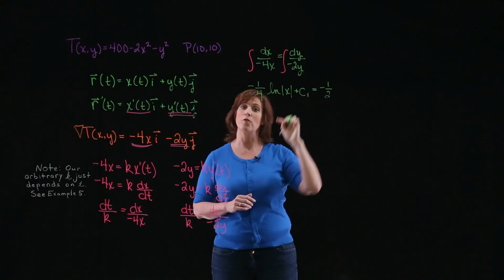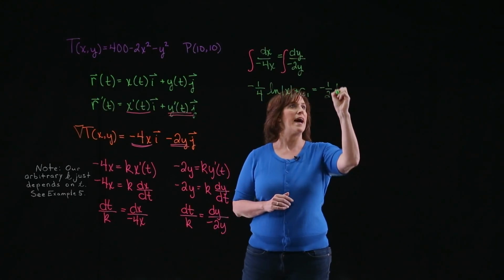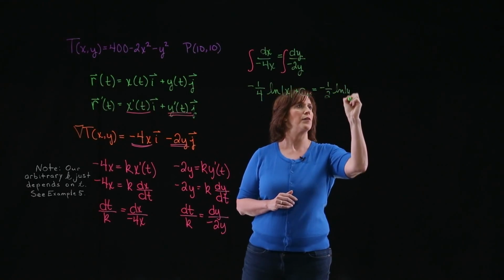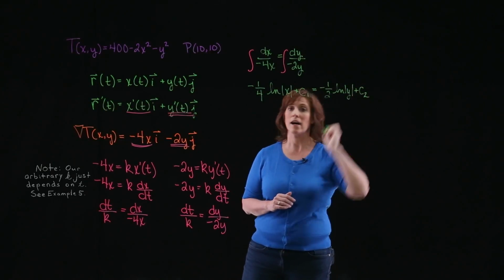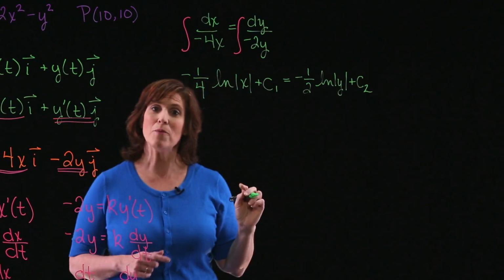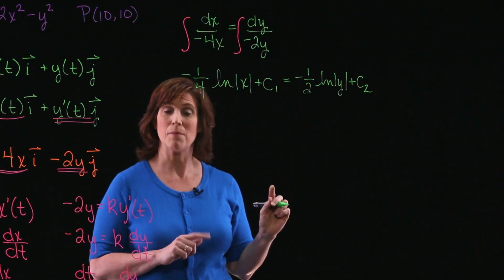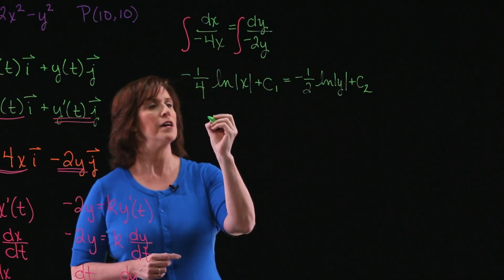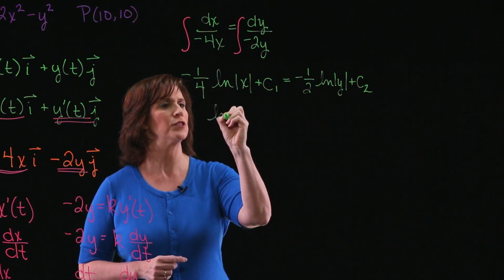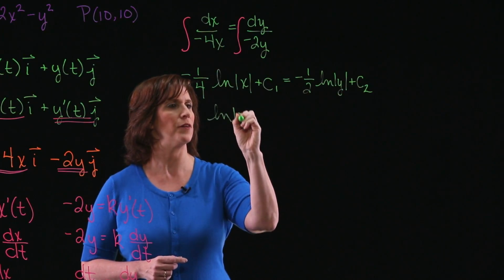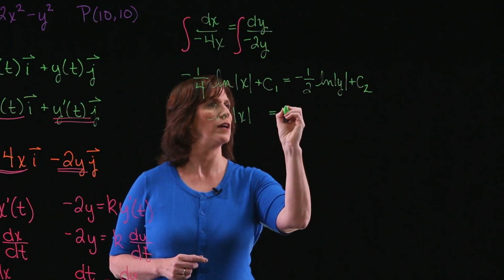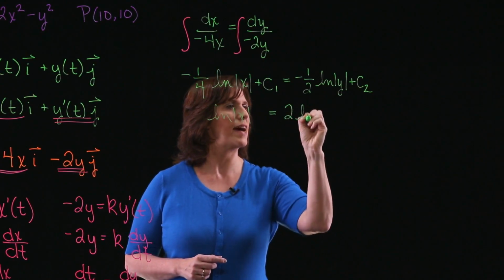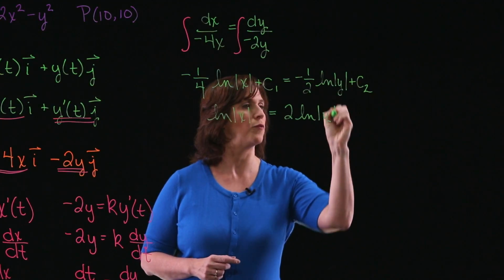And the integral of 1 over y dy is going to be the natural log of the absolute value of y. And again, I have a constant to add. Okay, so now I'm going to multiply both sides of my equation by negative 4. So that's going to leave me with the natural log of the absolute value of x equals 2 times the natural log of the absolute value of y.